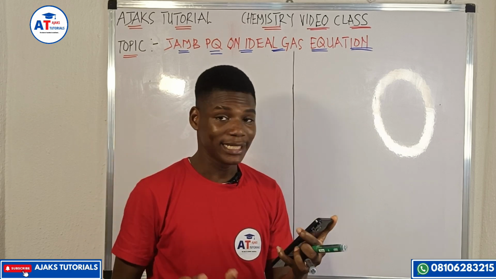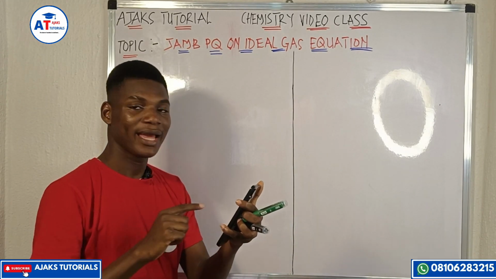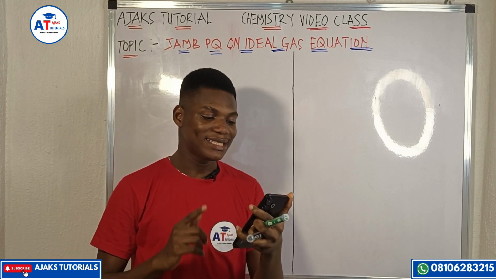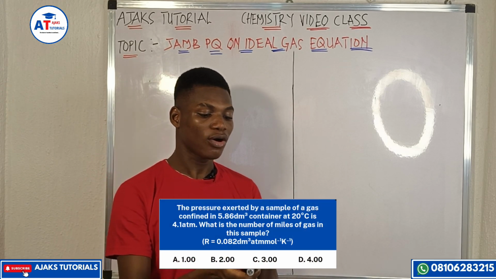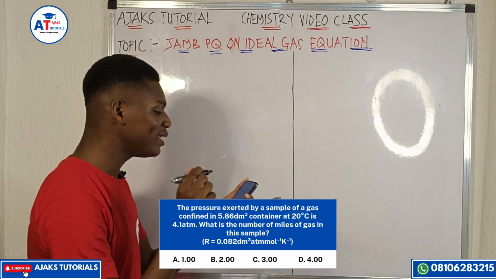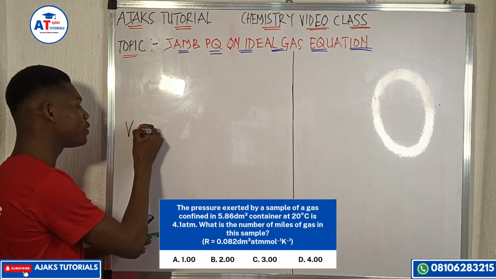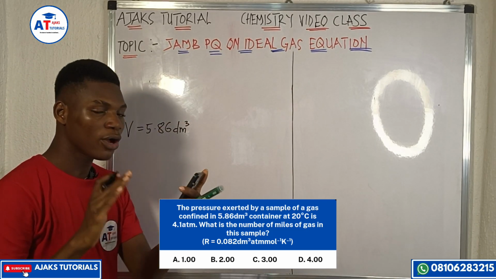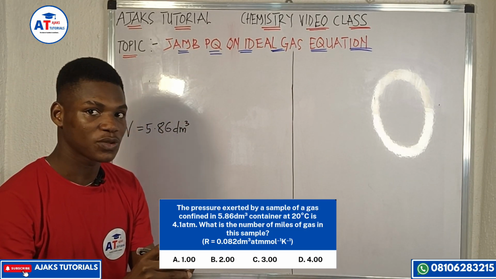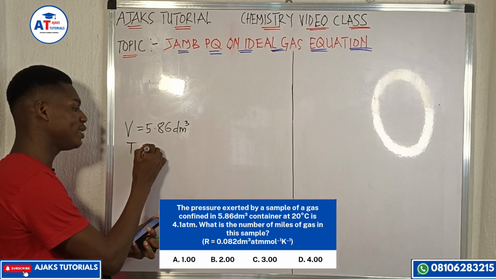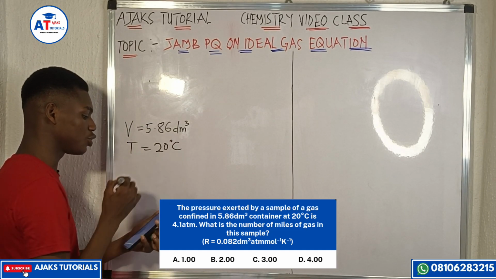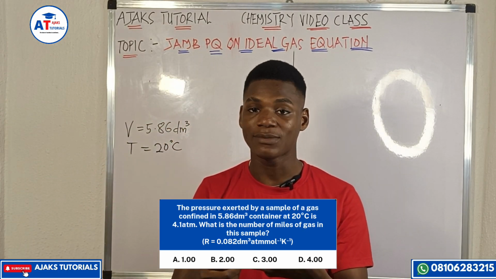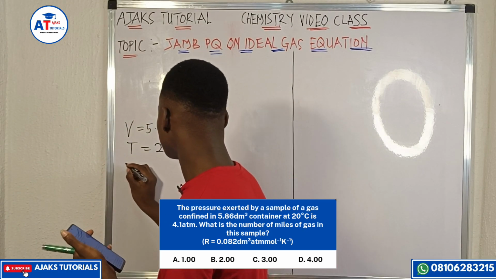Now don't pass JAMB and miss the rest. Just pay attention. Question 2. Go to this question on your screen now. The pressure exerted by a sample of a gas confined in 5.86 dm cube. So yes, volume is 5.86 dm cube. Follow me. Container at 20 degrees Celsius. What's that, class? My temperature, 20 degrees Celsius. Is 4.1 atm. Atm is atmospheric pressure. Are we getting me? Good. So my pressure is 4.1 atm.